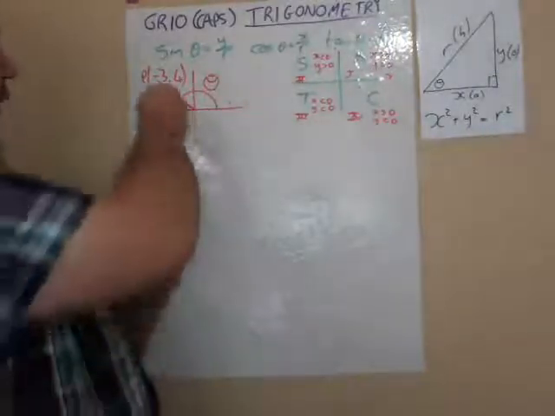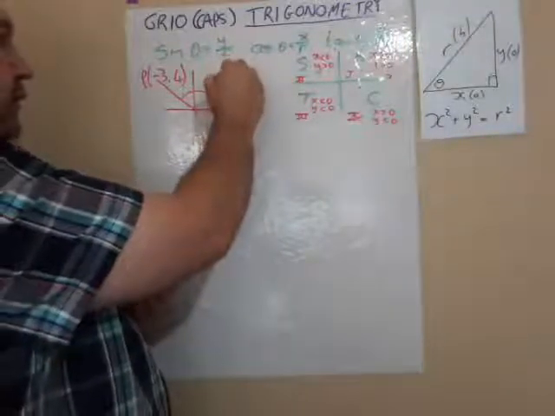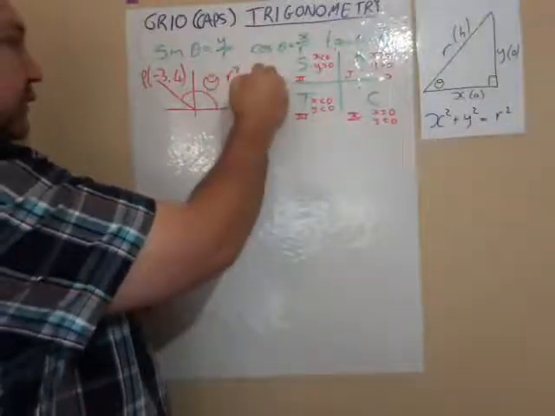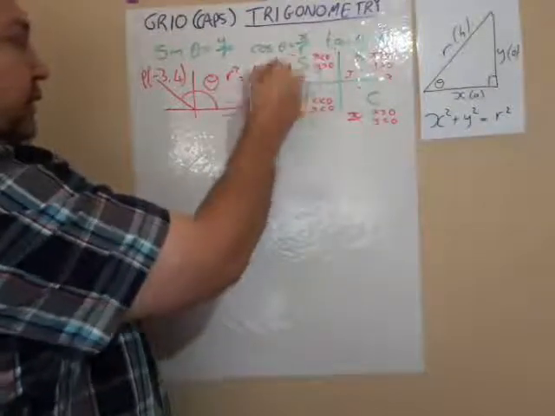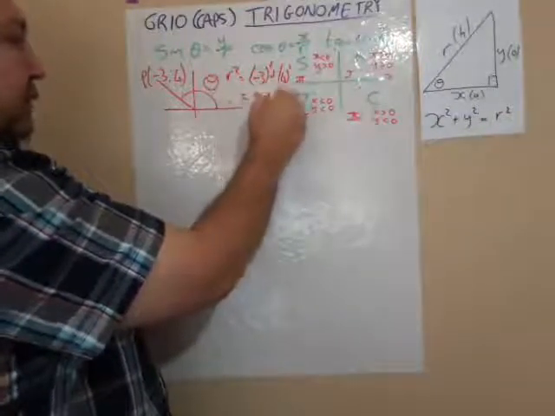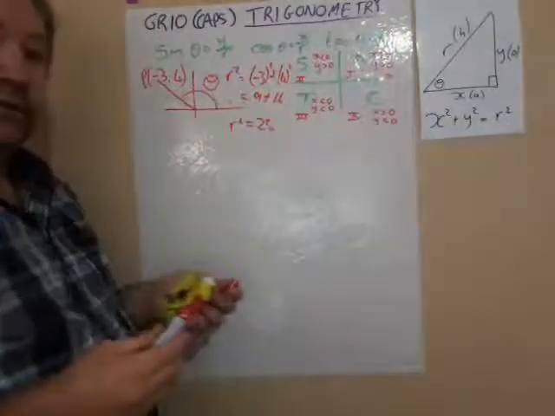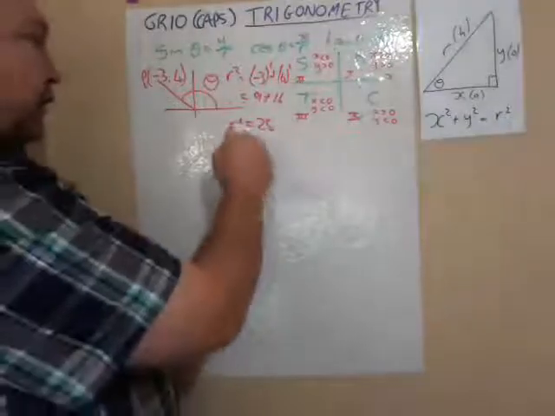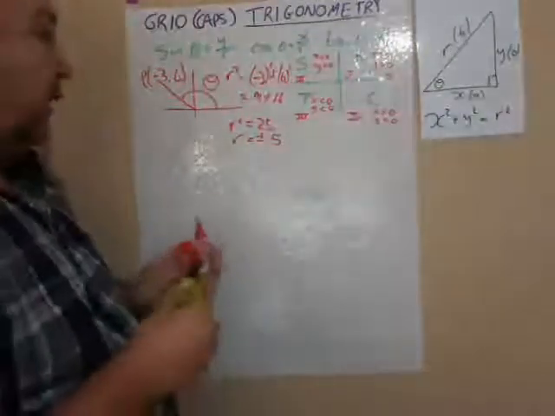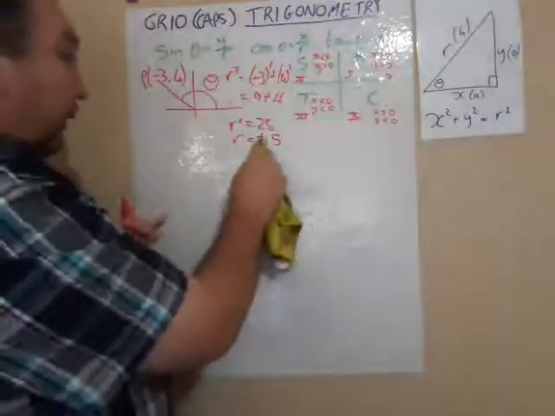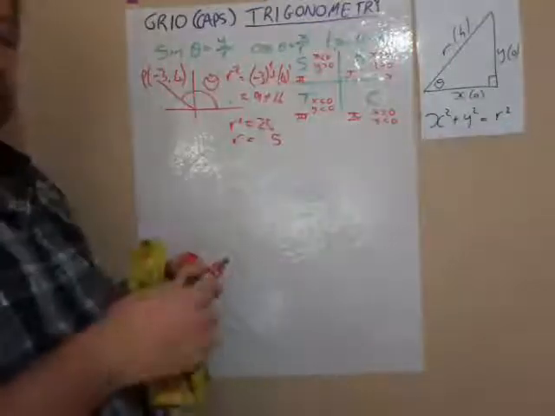Very important, we need r, and we can work it out using Pythagoras, which is r squared is x squared plus y squared, which is 9 plus 16. So r squared is 25, which means r is equal to positive or negative 5. But because r is always positive, r will be equal to 5.